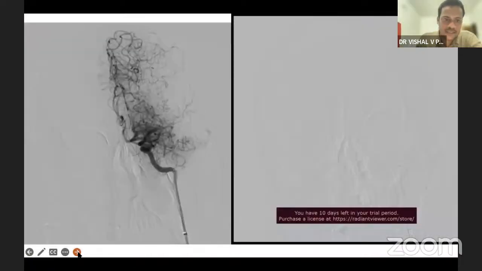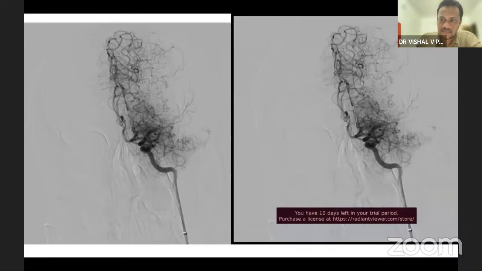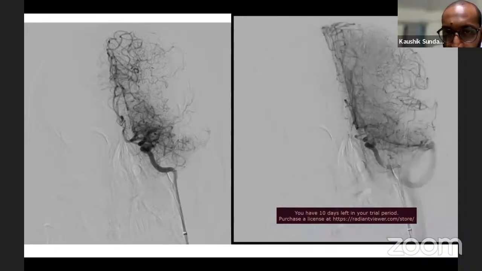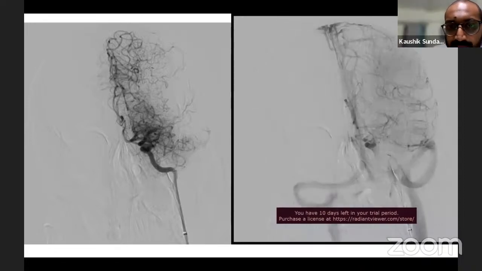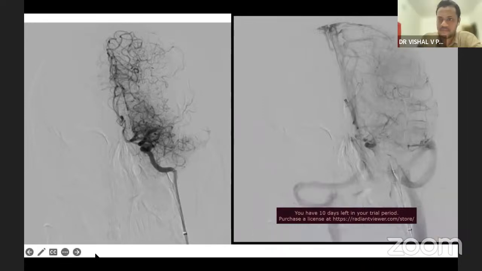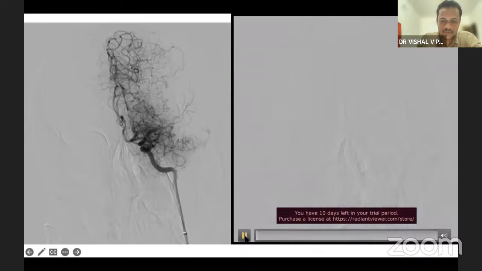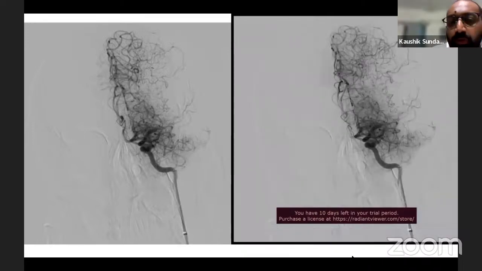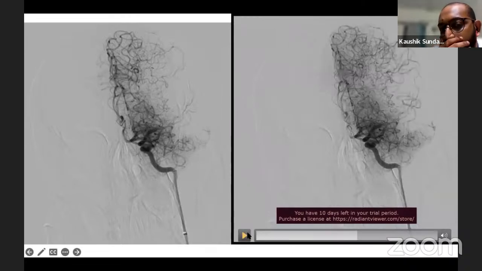After the first aspiration, this was the run. You are seeing the collaterals that are coming now from the ACA. That tells you that this has been there chronically. Okay. Can you play that run again? Yes. Stop. Do you have the run of the common carotids before?